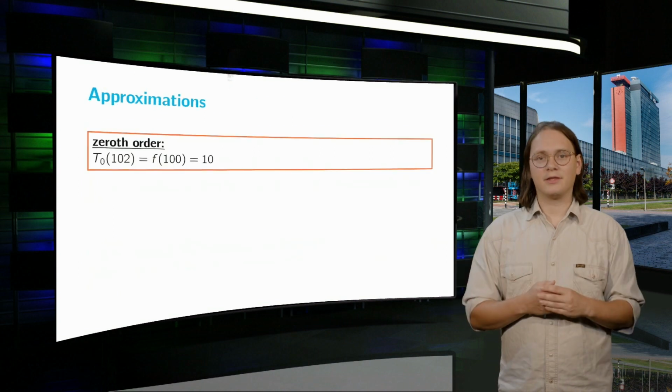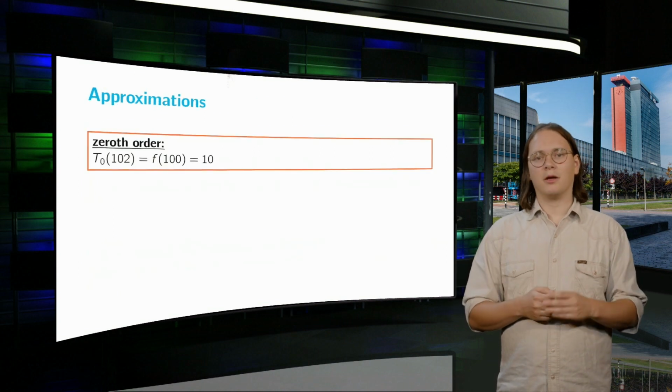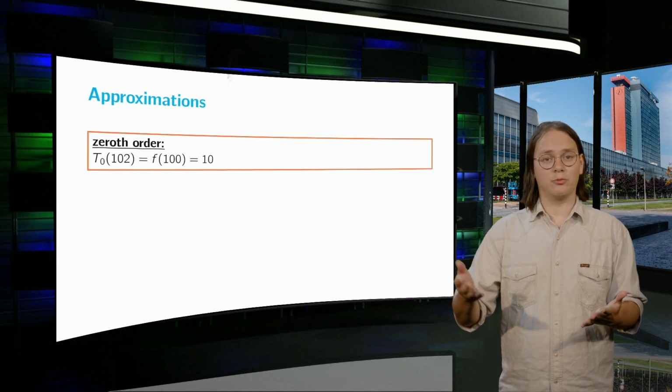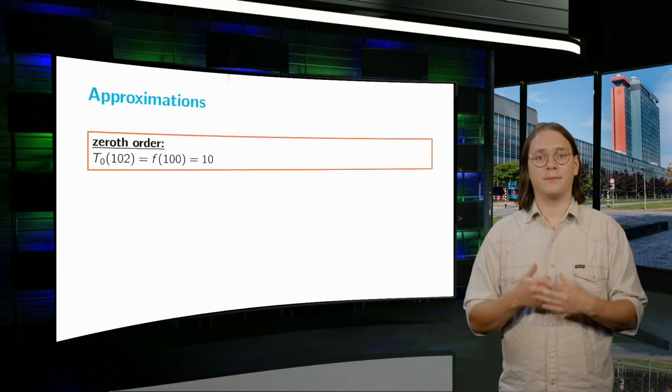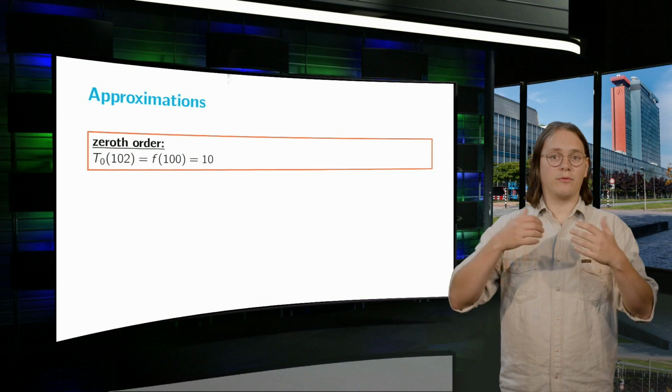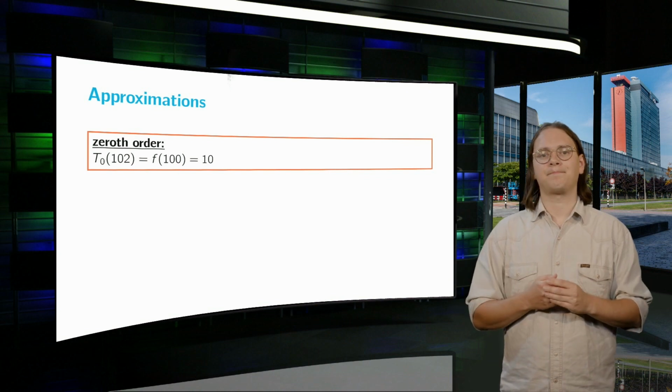So, let's consider the obtained approximations. The 0th order Taylor polynomial is simply the function value at the point x equals 100. So our first approximation is that the square root of 102 is approximately square root of 100, which is 10.